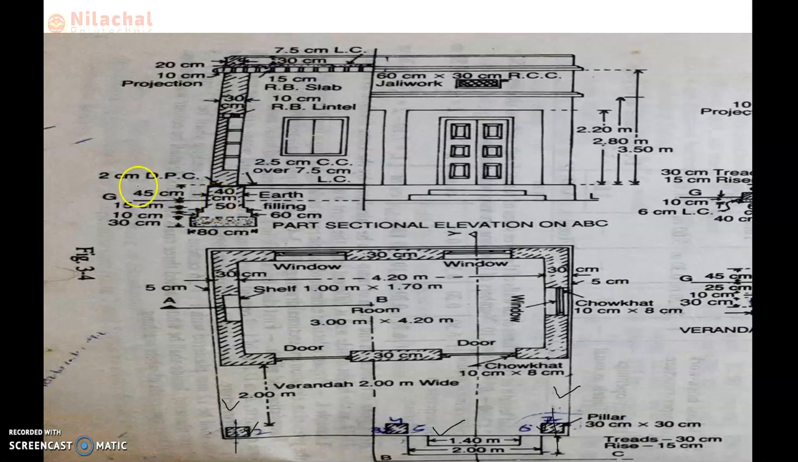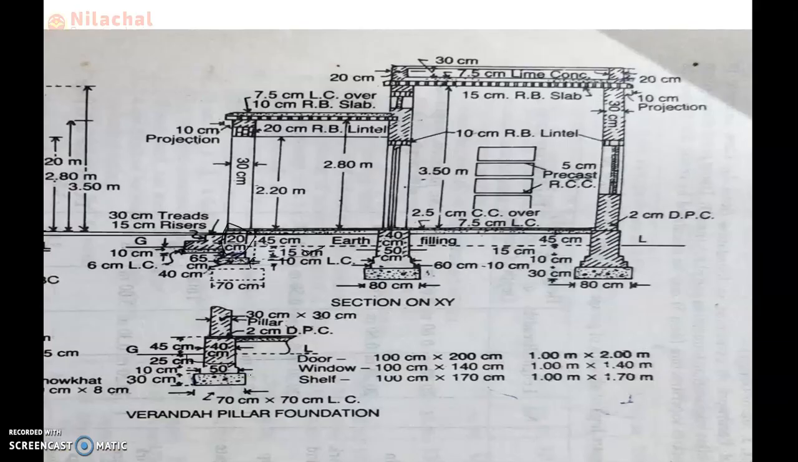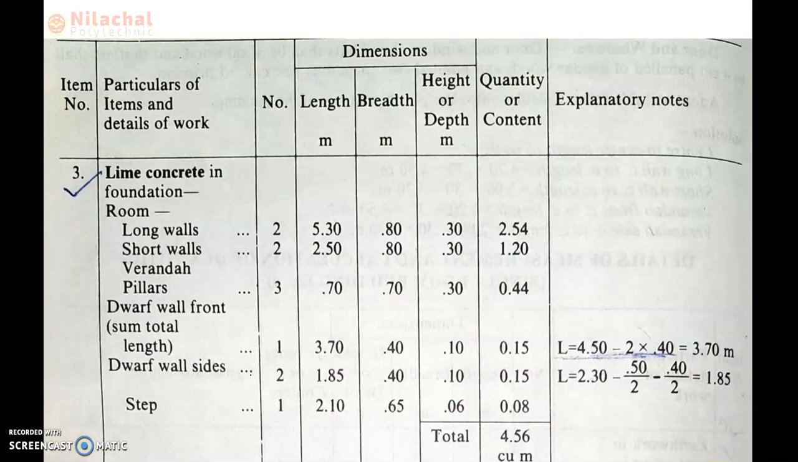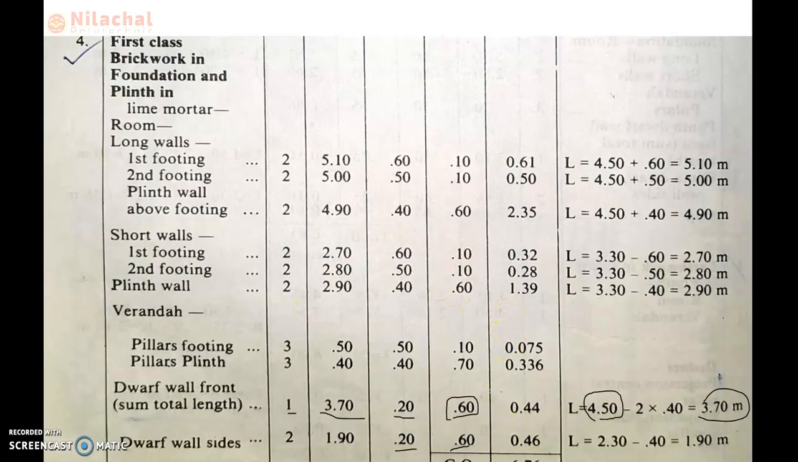We know the total center to center distance from this point to this point we define, right? So the total center to center distance minus 0.4, which is 1.90. So for number 2, the length is 1.90. Okay, so we need to define the value of first class brickwork.